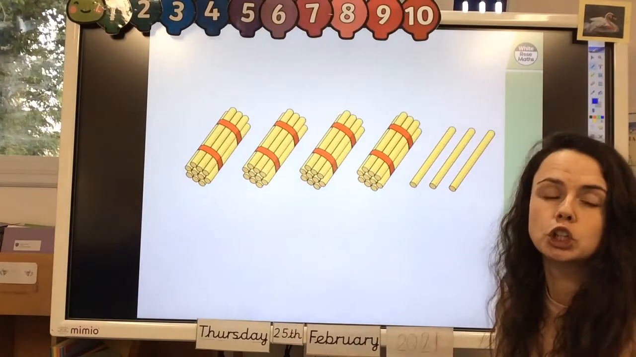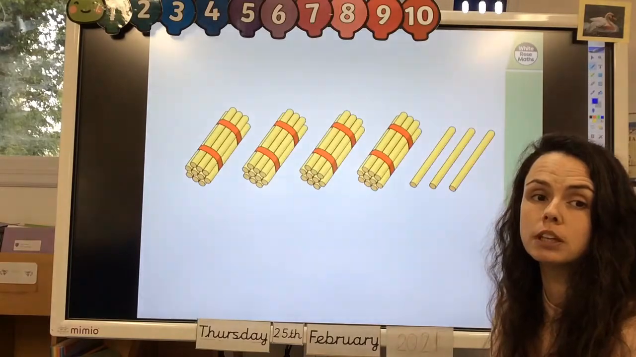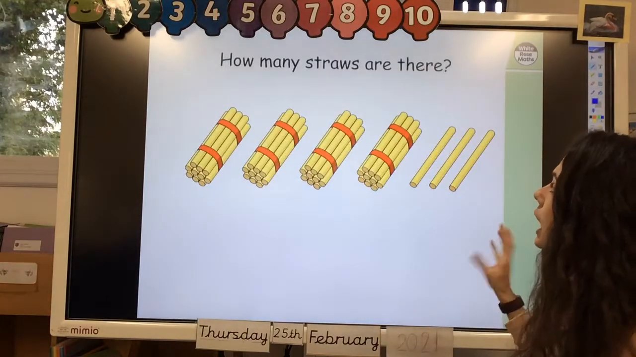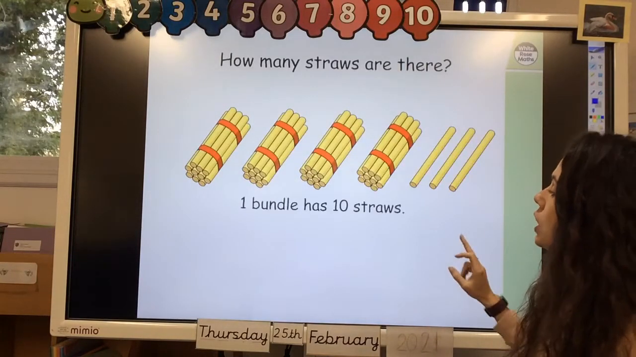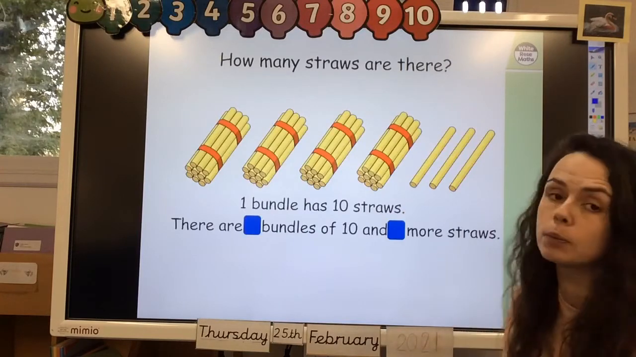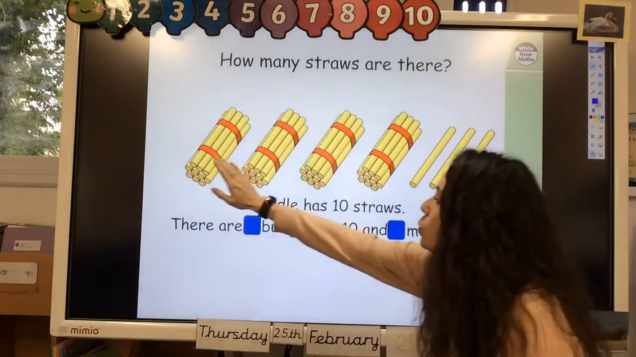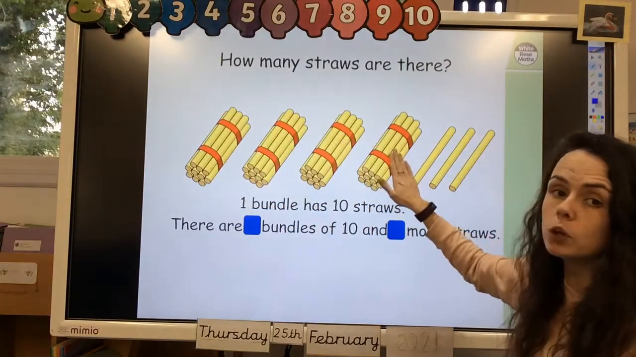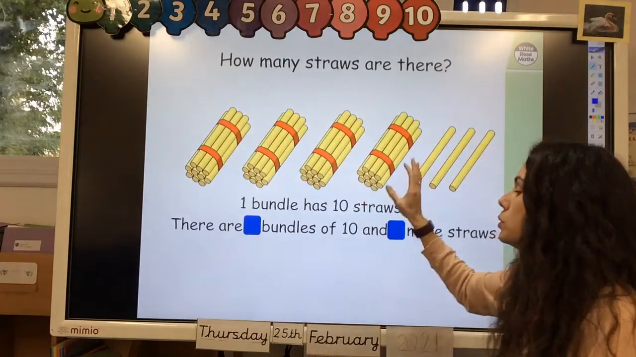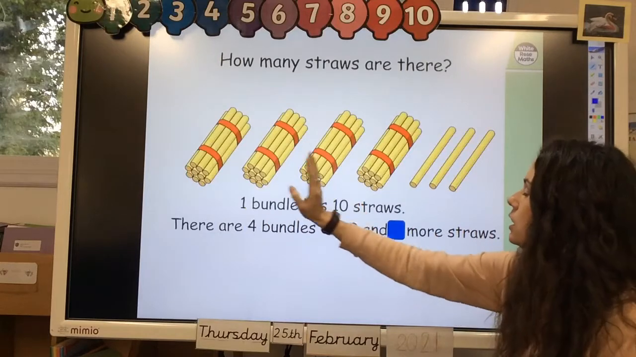Right, so straws. What do we know about straws? If they're in an elastic band, what does it equal? 10. Fantastic. So how many straws are there? One bundle of straws equals 10 straws. How many bundles are there? So how many lots of 10 have we got? 1, 2, 3, 4. So 10, 20, 30, 40. So there are 4 bundles of 10.